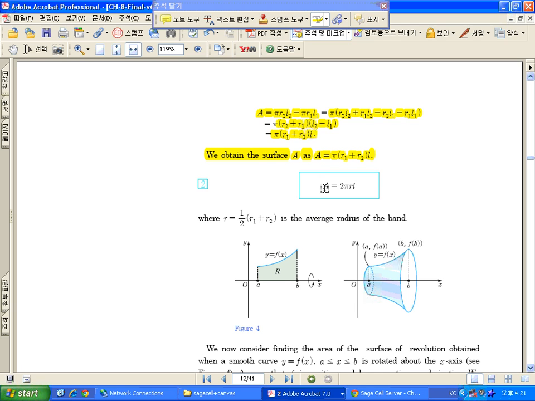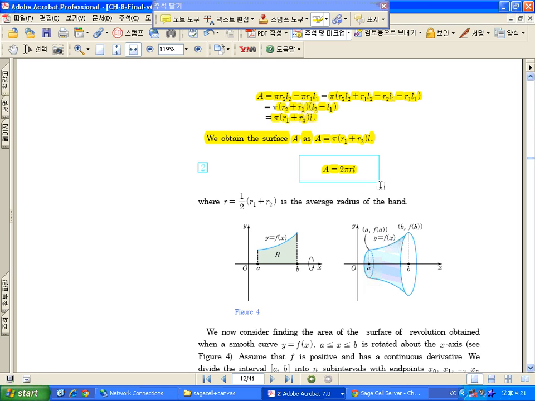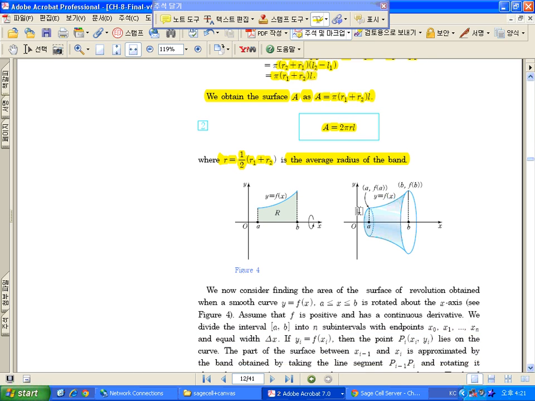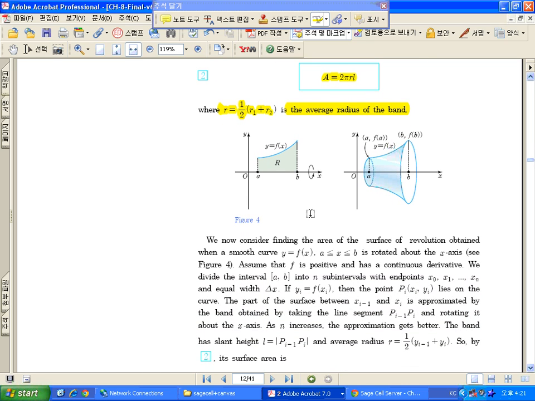So the surface area in that case can be found as 2 pi R L, where R is the average of R1 and R2, which is the average radius of that band. Okay, with this we can think of one more thing from there.